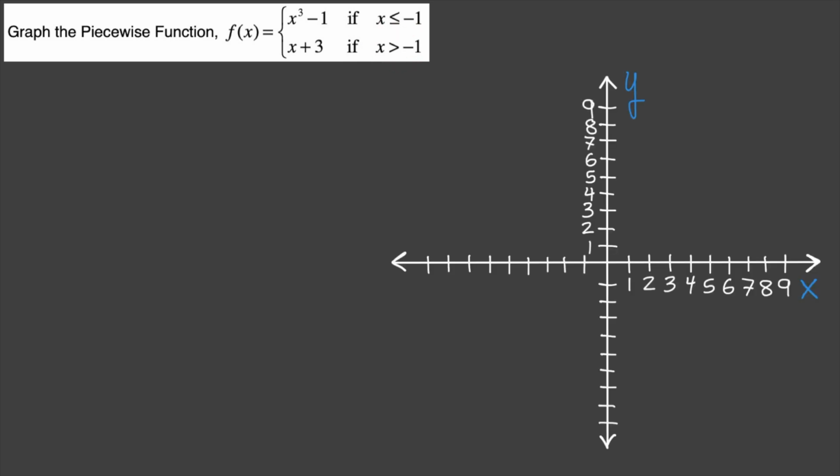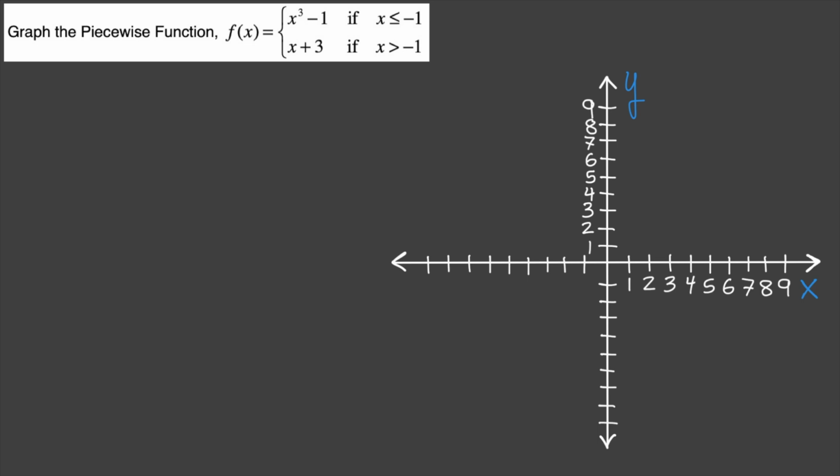This question says, graph the piecewise function f of x equals x cubed minus 1 if x is less than or equal to negative 1, or x plus 3 if x is greater than negative 1. So we have two different functions here that make up our f of x. That's why it's called a piecewise function, and they're defined on different intervals. So let's go ahead and bring up a graph here, and we're going to graph one at a time. So let's start with the top one, x cubed minus 1.